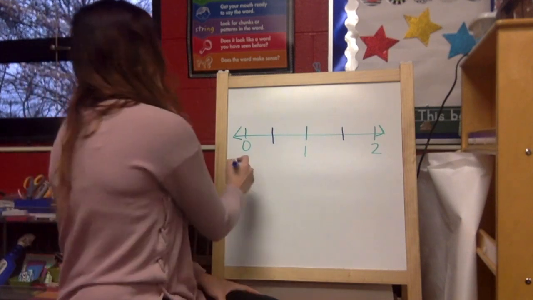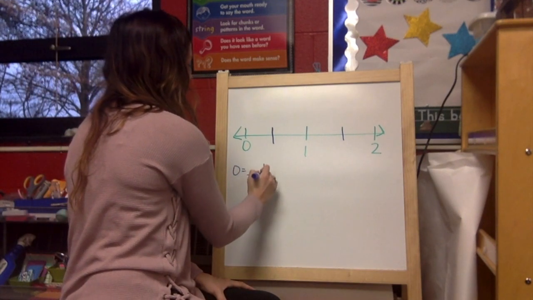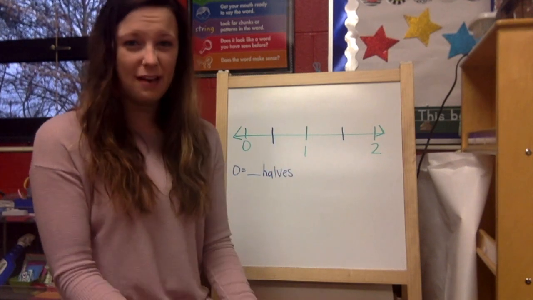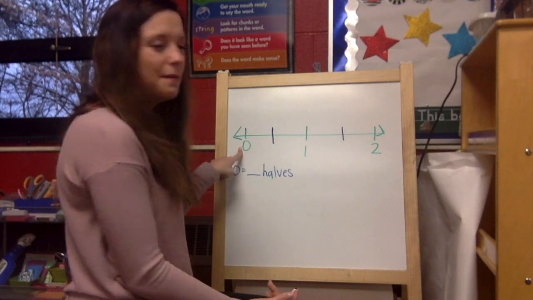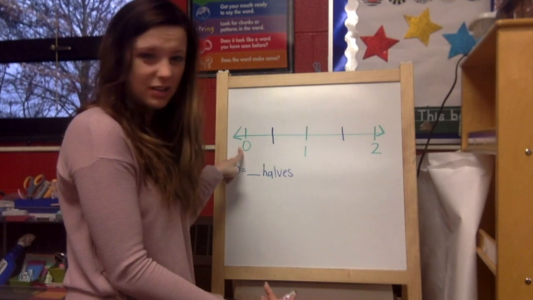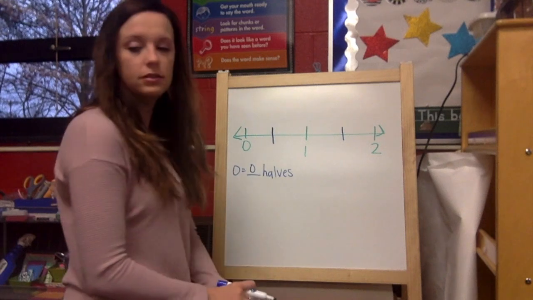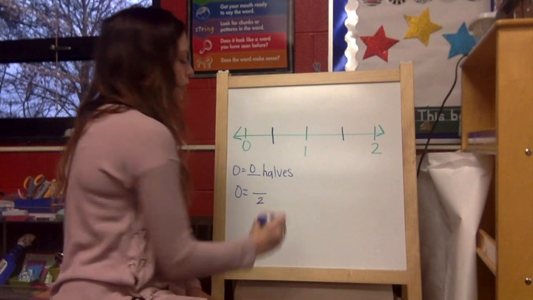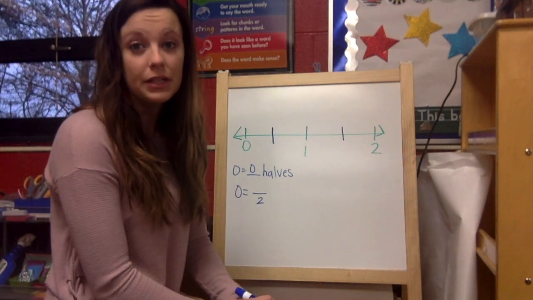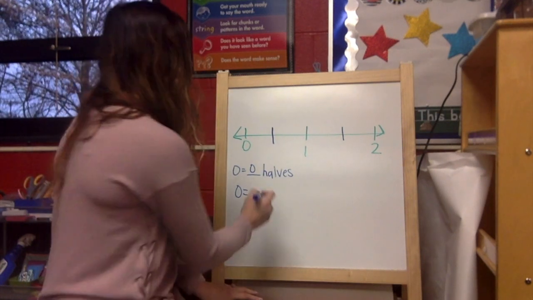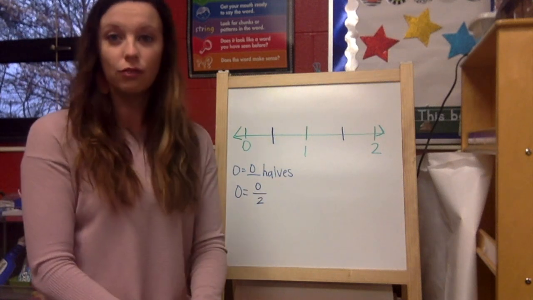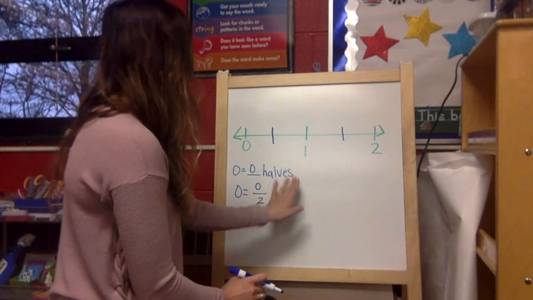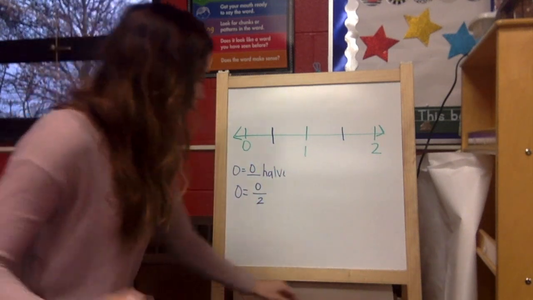So then down below it says 0 equals blank halves. How many halves are in 0? If we look right here, how many halves are there? None. So 0 equals 0 halves. And then down below it says 0 is also equal to something over 2. Well, we've labeled lots of number lines, so we know that 0 is also equal to 0 halves, 0 out of 2. Okay? And now below the 1, I'm going to erase this one.